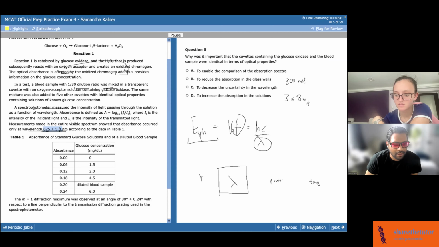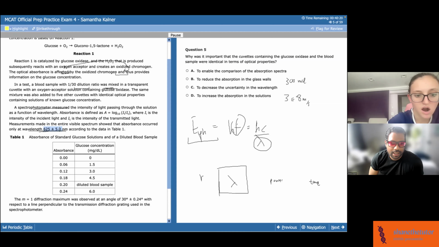Okay. So they give us this absorbance equation, with the absorbance being just at this wavelength. And then we have table one. What does this table say? It says absorbance of standard glucose solutions and of a diluted blood sample. So what do you see in this? I'm seeing the different levels of absorption at a specific concentration. Like 0 was 0 and then when the concentration was 1.5, that was the absorbance. So it's kind of linearly going up.